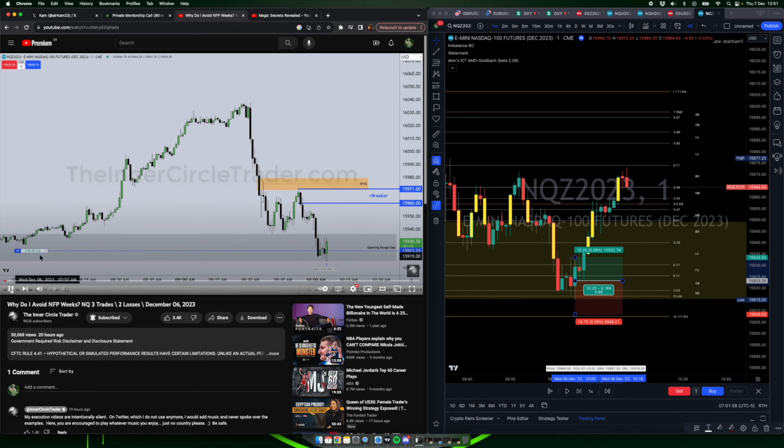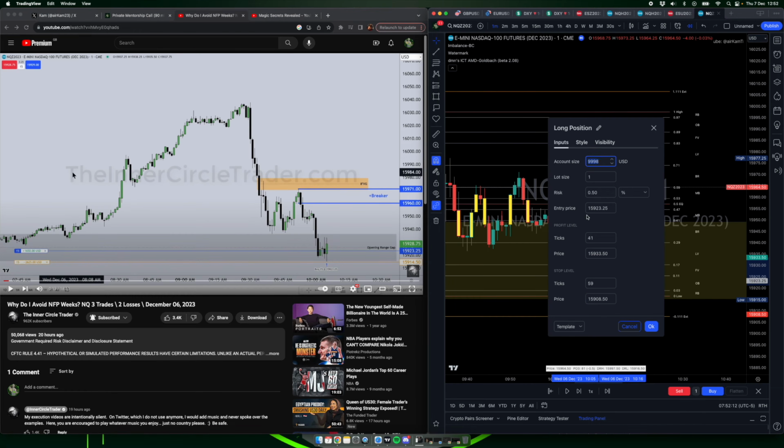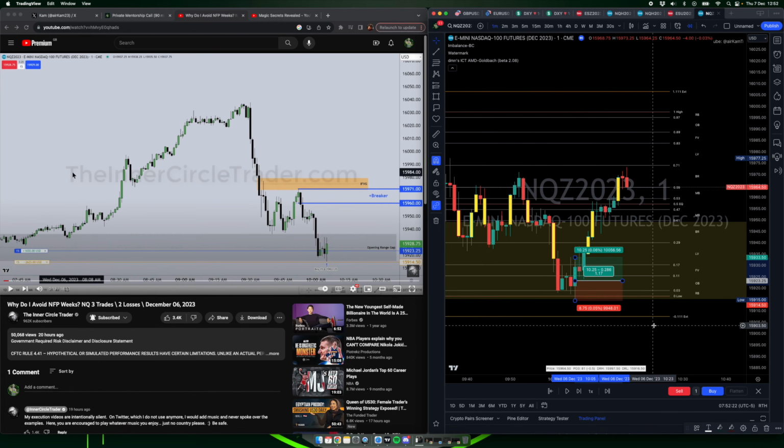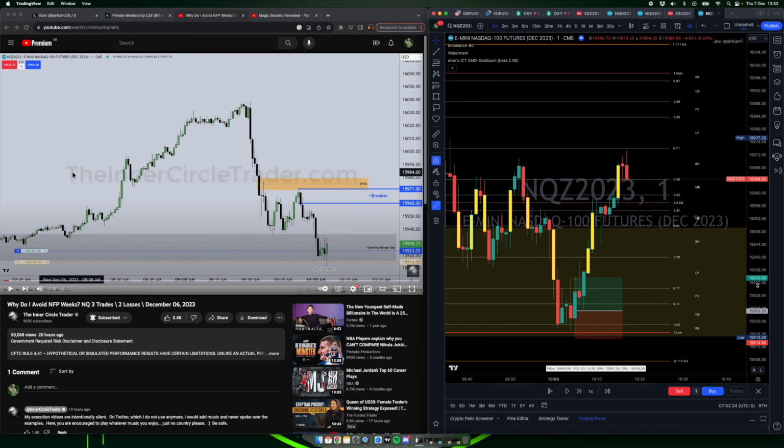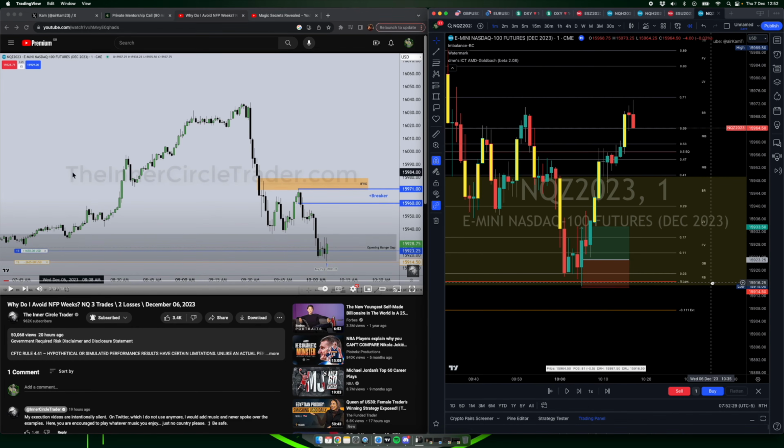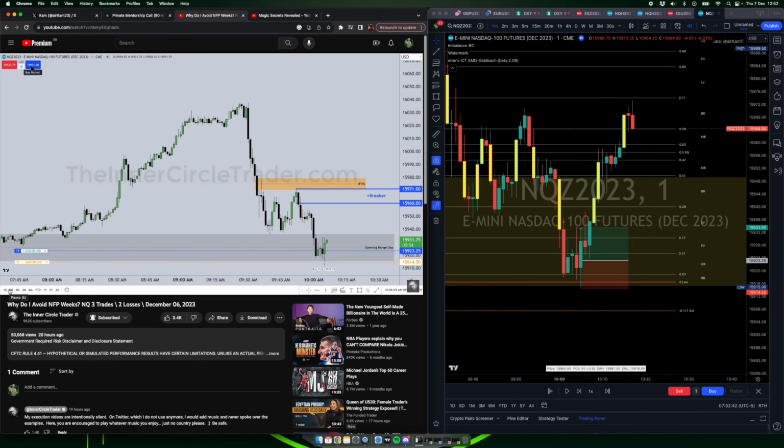Okay, let's see where he puts his stop. There we go. Okay, so he's put it just underneath the low of the dealing range. What else does ICT say? The price is running through.